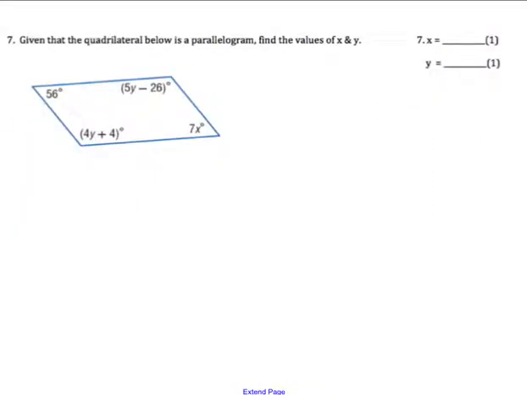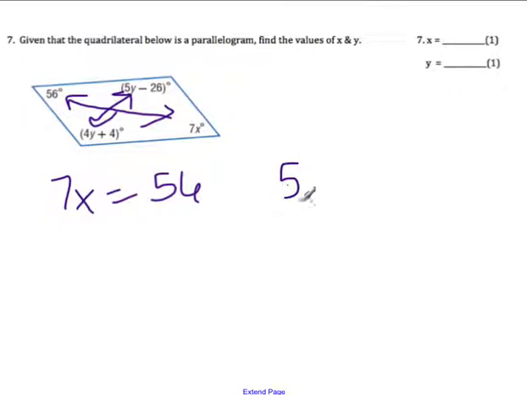Okay, let's take a look at this one. Given the quadrilateral below is a parallelogram, find the values of x and y. So if it's a parallelogram, the opposite sides need to be congruent. So that means that 7x has to equal 56, and 5y minus 26 needs to equal 4y plus 4.